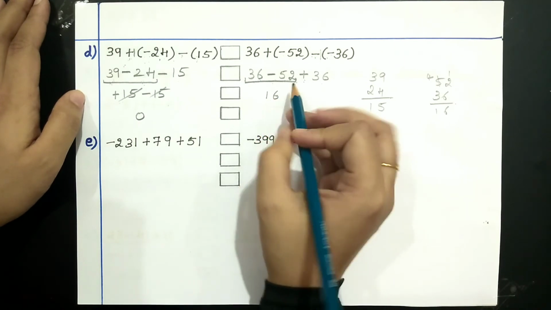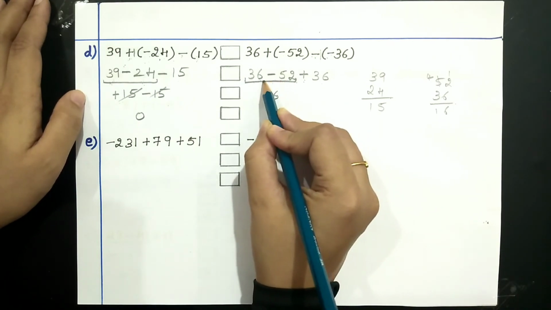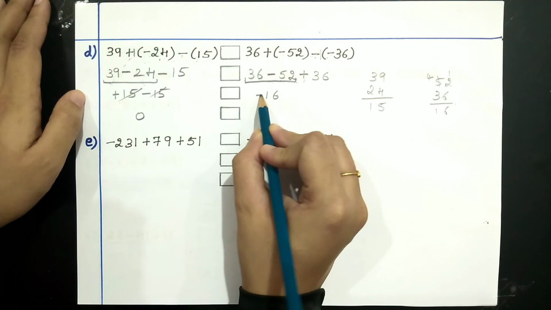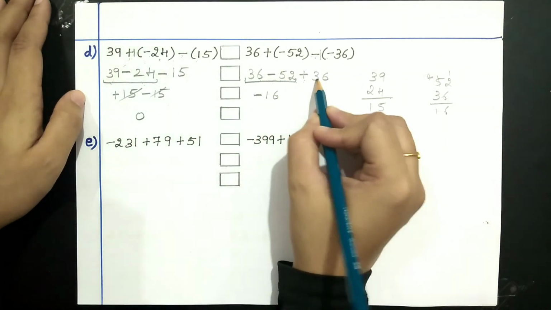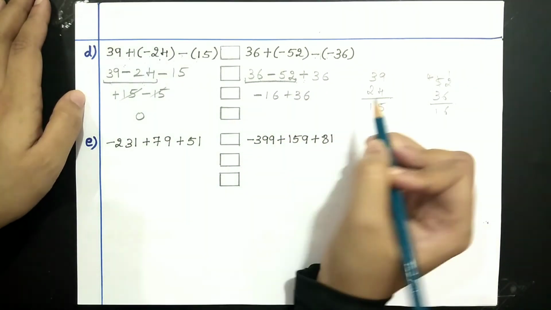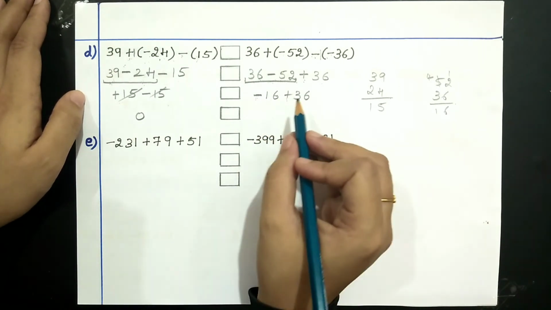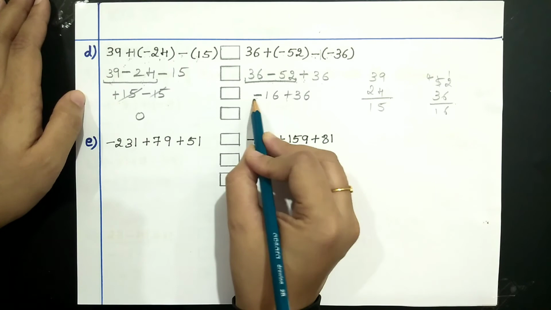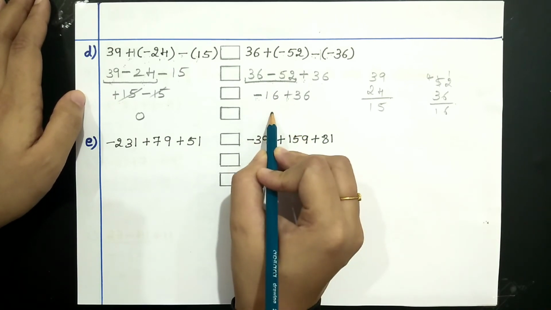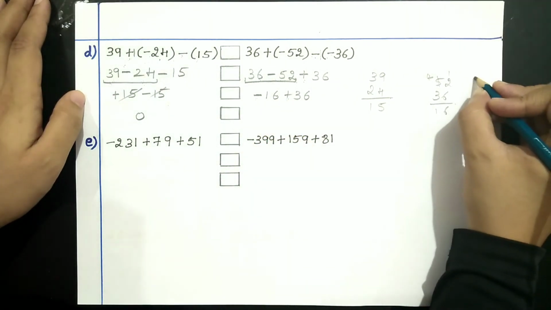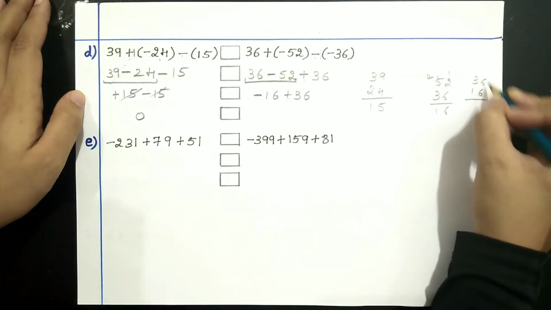And which sign you will be giving? You will be giving the sign of greater number. 52 is having minus sign here, so I will put minus 16. This plus 36 as it is, I will write down. Now, these both having different signs. Then, according to the rules of addition and subtraction, if the signs are different, you have to do subtraction again. Do subtraction, 36 minus 16.